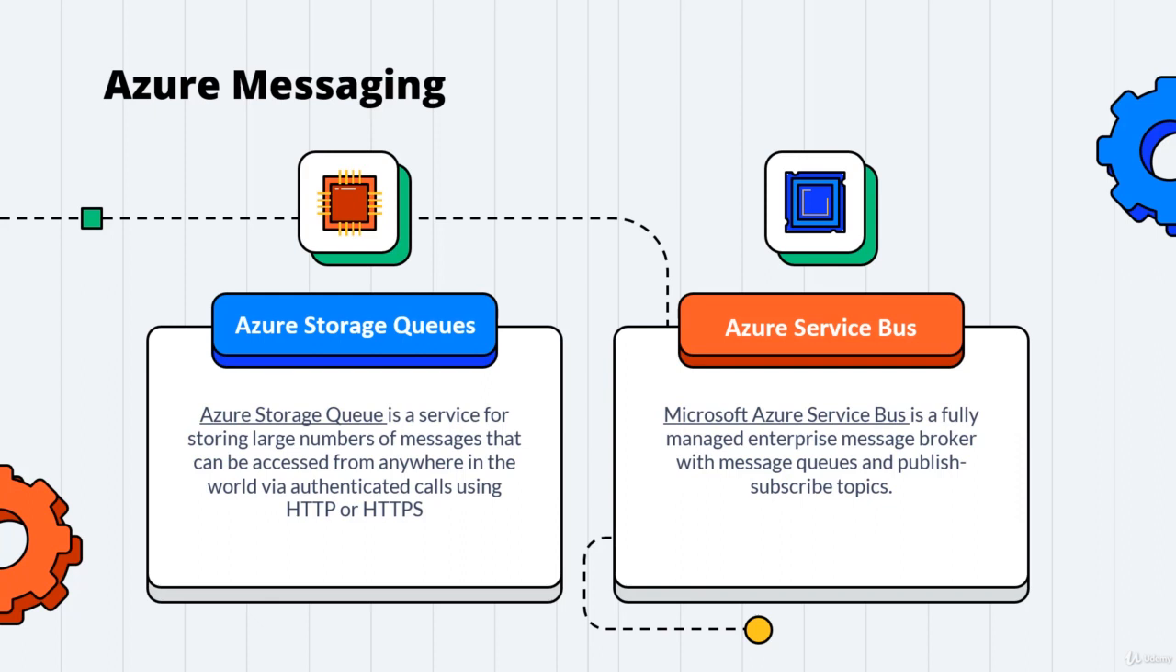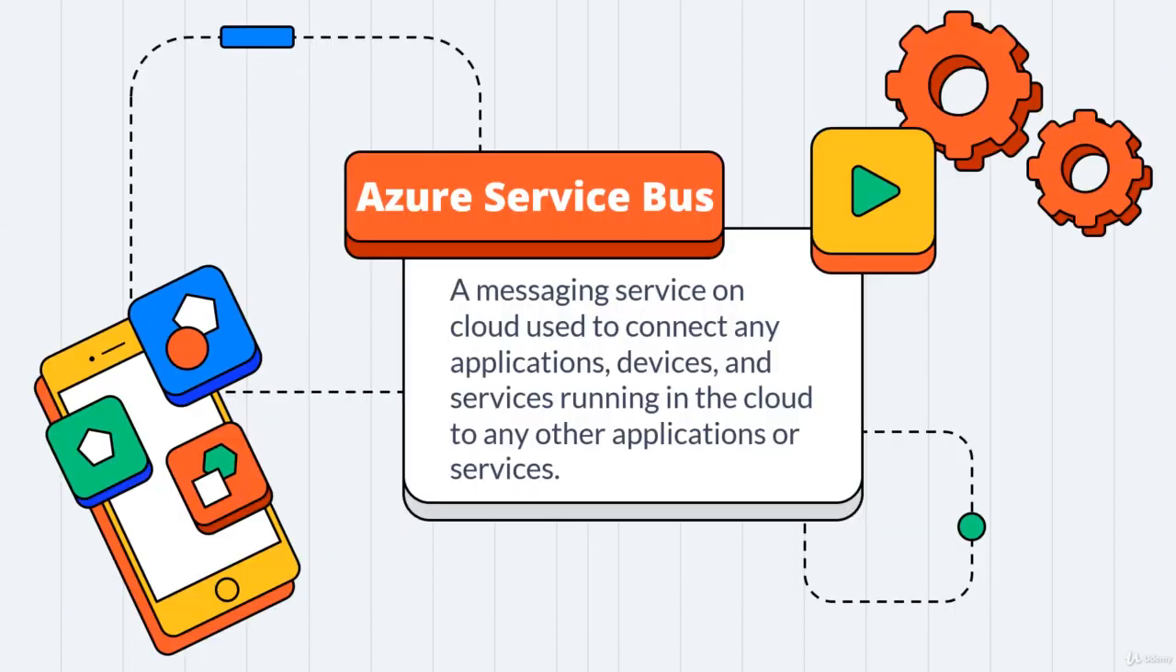On the other hand, we have Service Bus, which is a fully managed enterprise message broker with message queues and publish subscribe topics. So here you can see inside Azure Service Bus, we will have the message queues, but on top of that, we will also get publish subscriber topics. So Azure Service Bus is an add-on on top of the Azure Storage Queues. Azure Service Bus is a managed service on the cloud used to connect any application, devices, and services running in the cloud to any other applications or services.